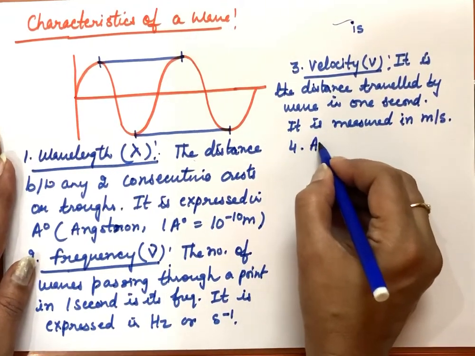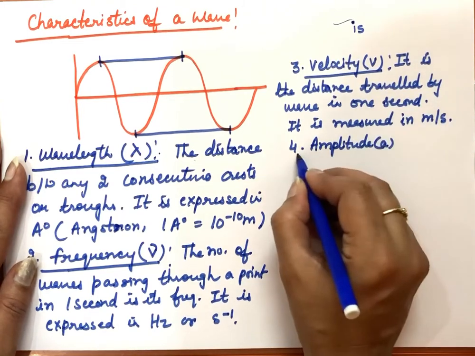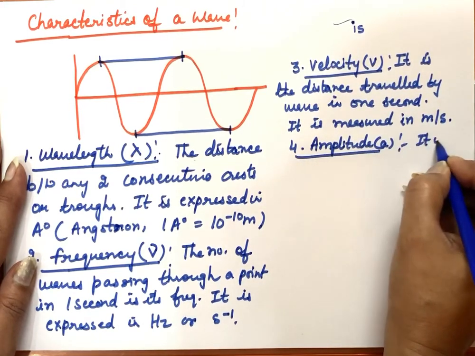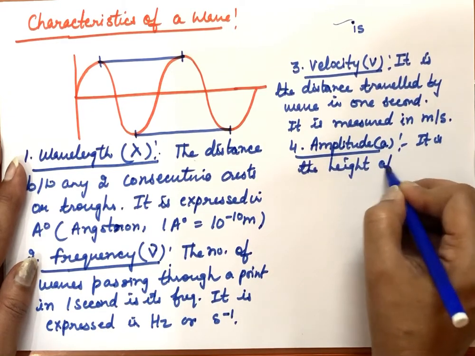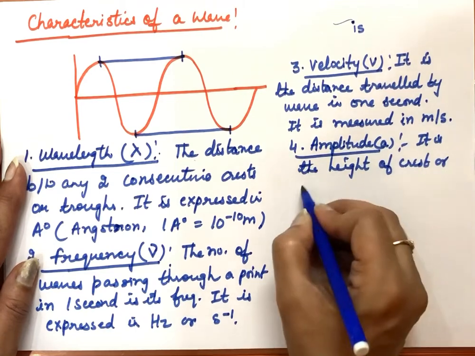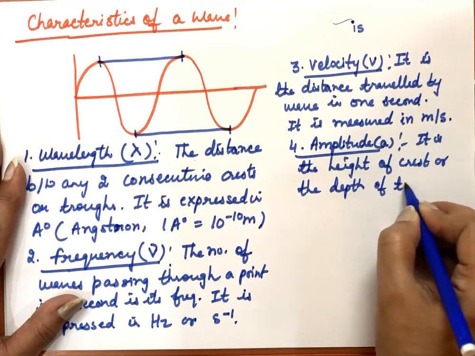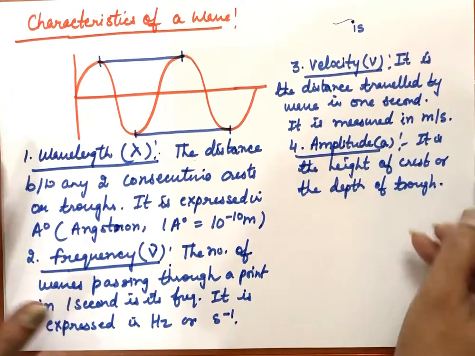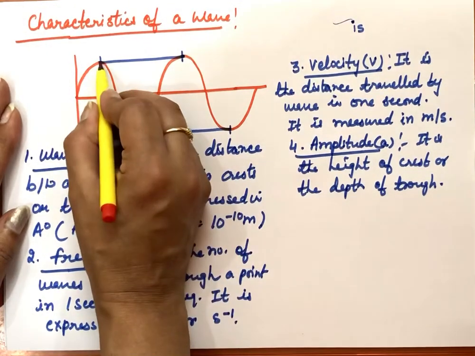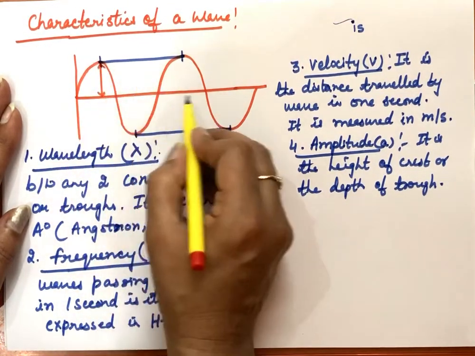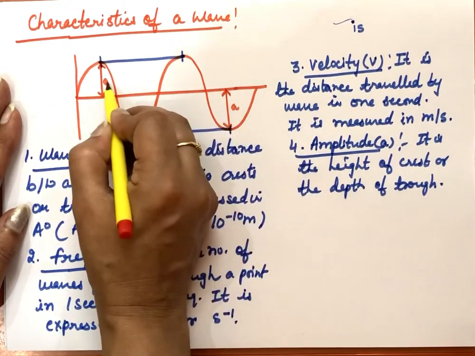Next is amplitude. For amplitude, the symbol is small a. It is the height of crest or the depth of trough. And since this is also a distance, this is also measured in the units of distance. This maximum height of crest or this maximum depth of this trough, this is called amplitude.